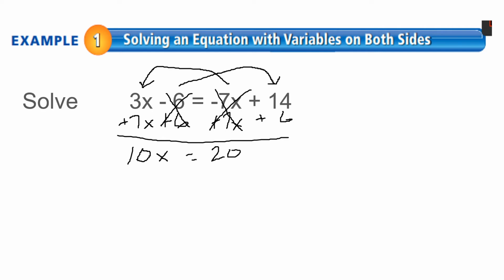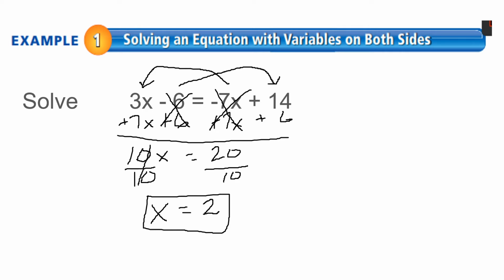And then our last step, we're going to undo the multiplication with its inverse, which is division. So we're going to divide by the coefficient of x, which is 10, on both sides. The 10s are going to cancel, leaving you with x by itself, and 20 divided by 10 is 2. So we're pretty certain that the solution to our equation is x equals 2.